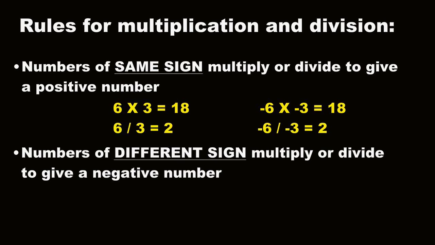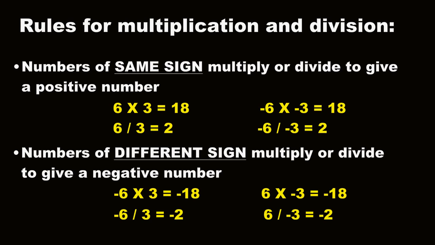Rule number 2, numbers of opposite sign will multiply or divide to give a negative number. In the following 4 examples, one number is positive and the other is negative. In the end, they are all evaluated to be a negative number. I hope the rules are easy to understand.